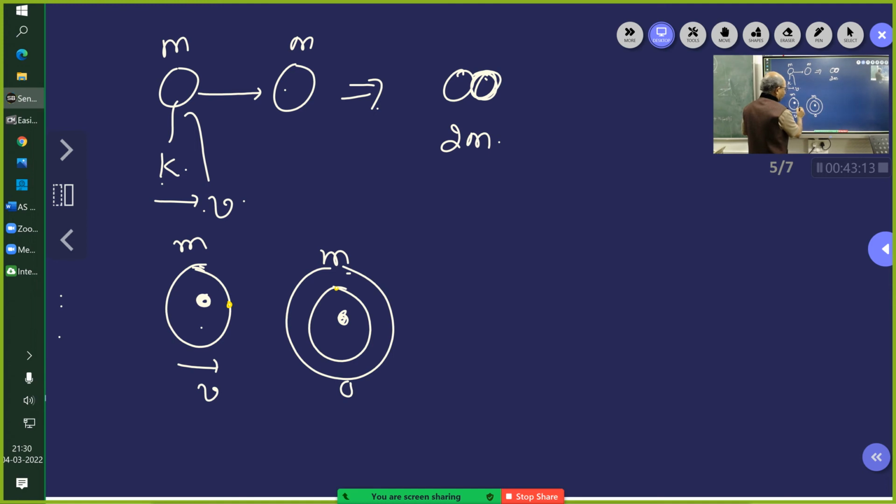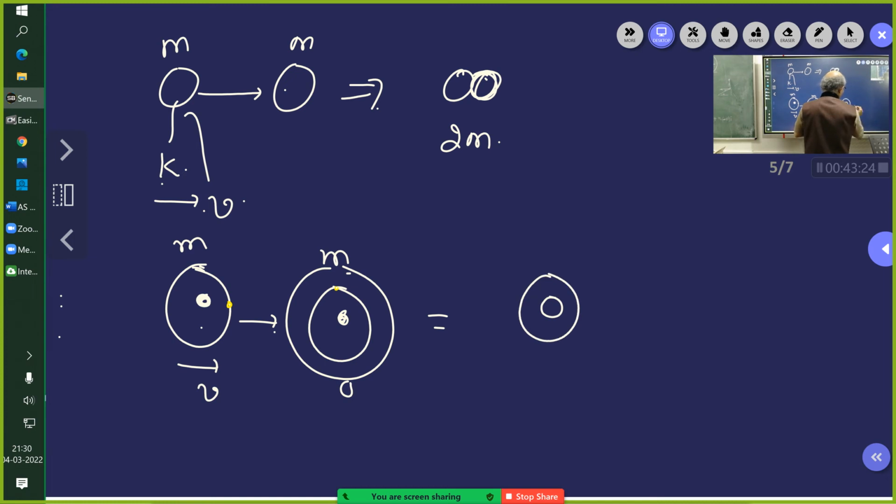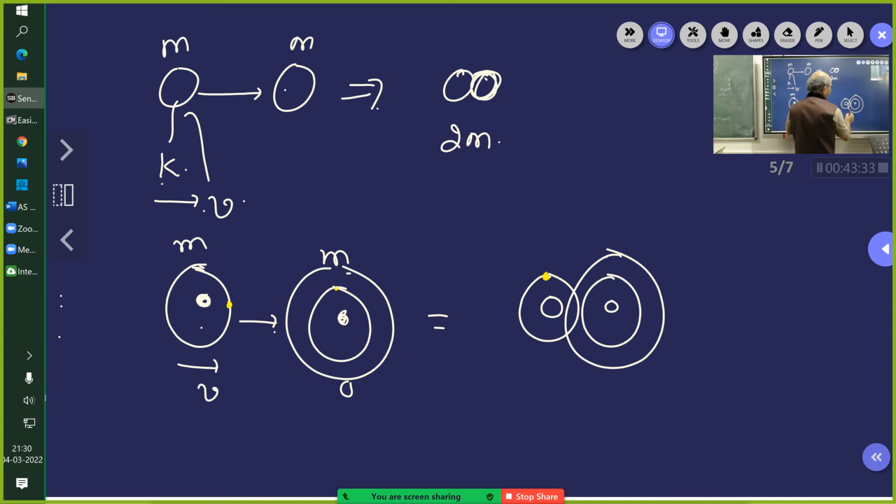Now after collision, this goes and collides. What happens? These two will now move together, and the second atom, what happens to it? In the first atom, the electron is still in the ground state, but in the second atom, the electron has jumped to its next state. That means now, hello, are you with me, students?